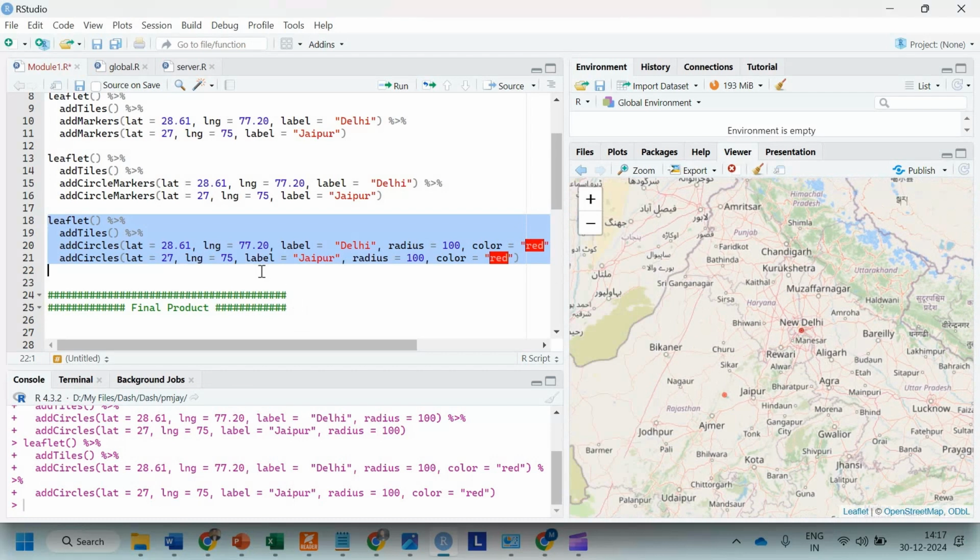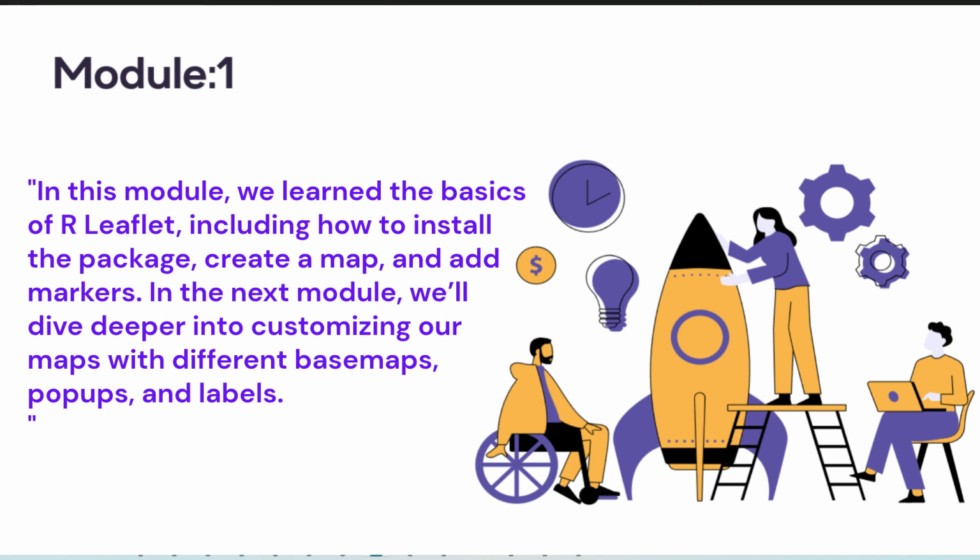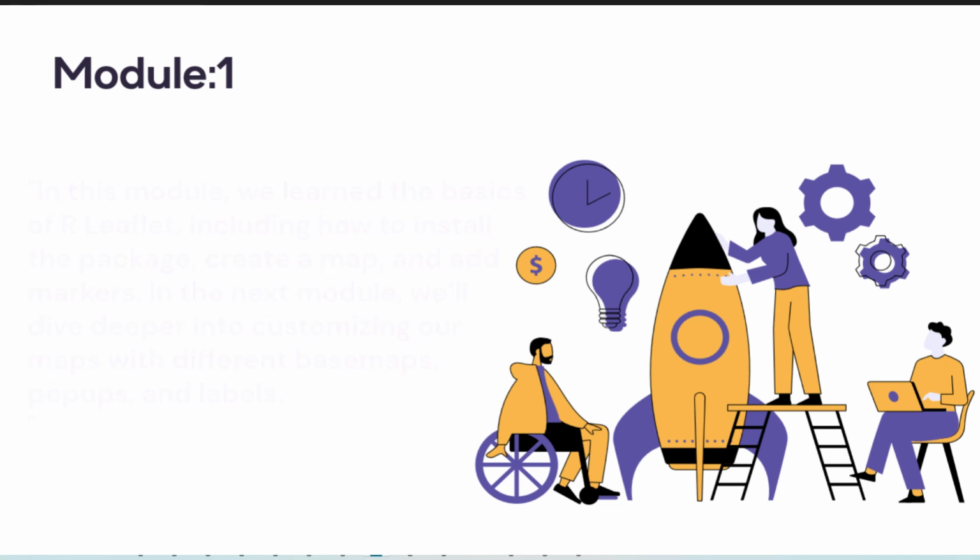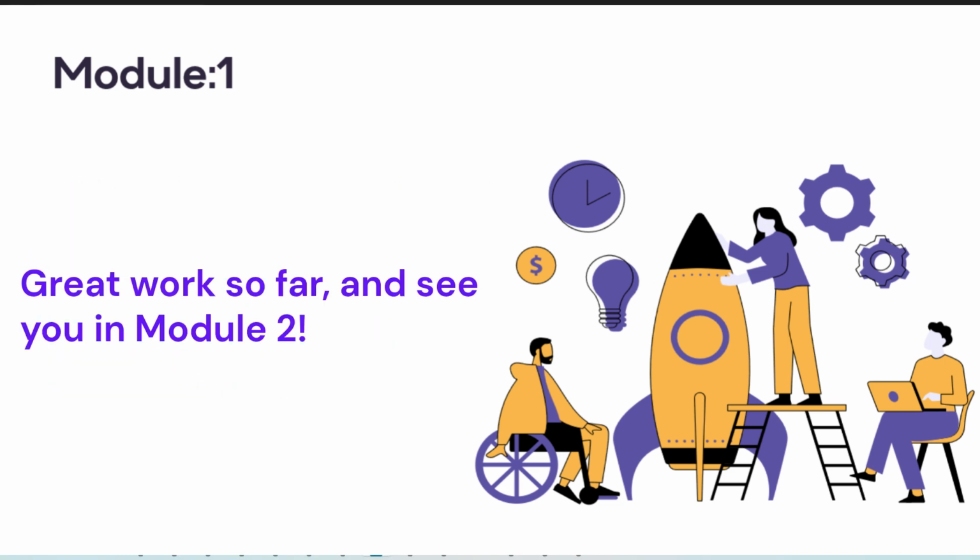In this way you can keep on adding functions over the Leaflet map, and you will get fantastic maps. So in this module we have learned the basics of Leaflet in R, including how to install the package, create a map, and add markers. In the next module, we will deep dive into customizing our map with different base maps, pop-ups and labels. Great work so far, and see you in module 2. Thank you.